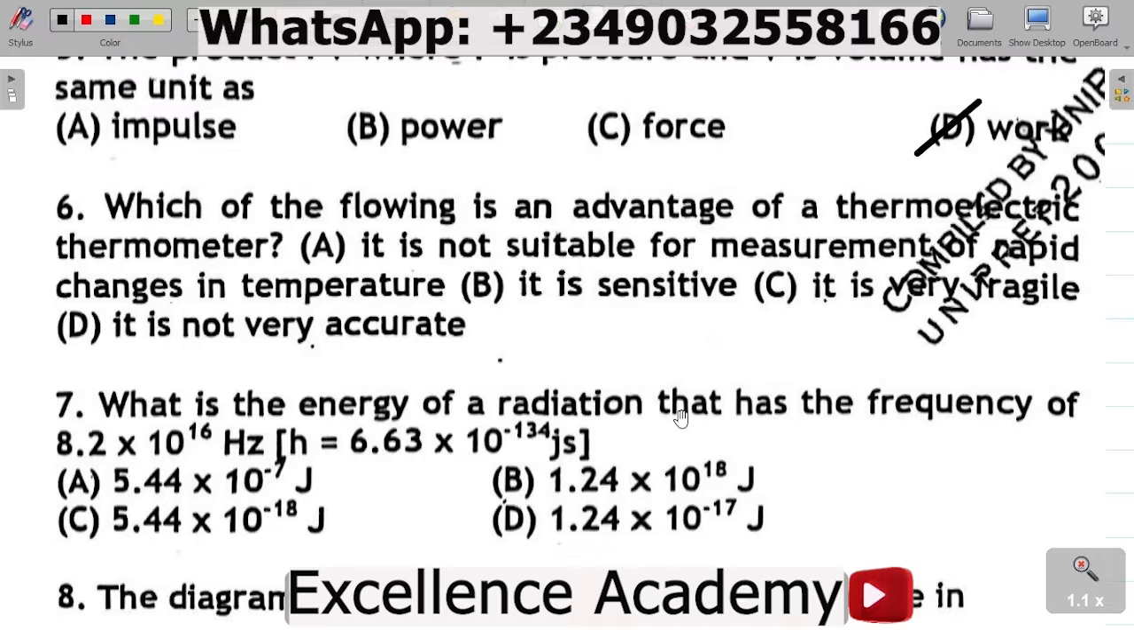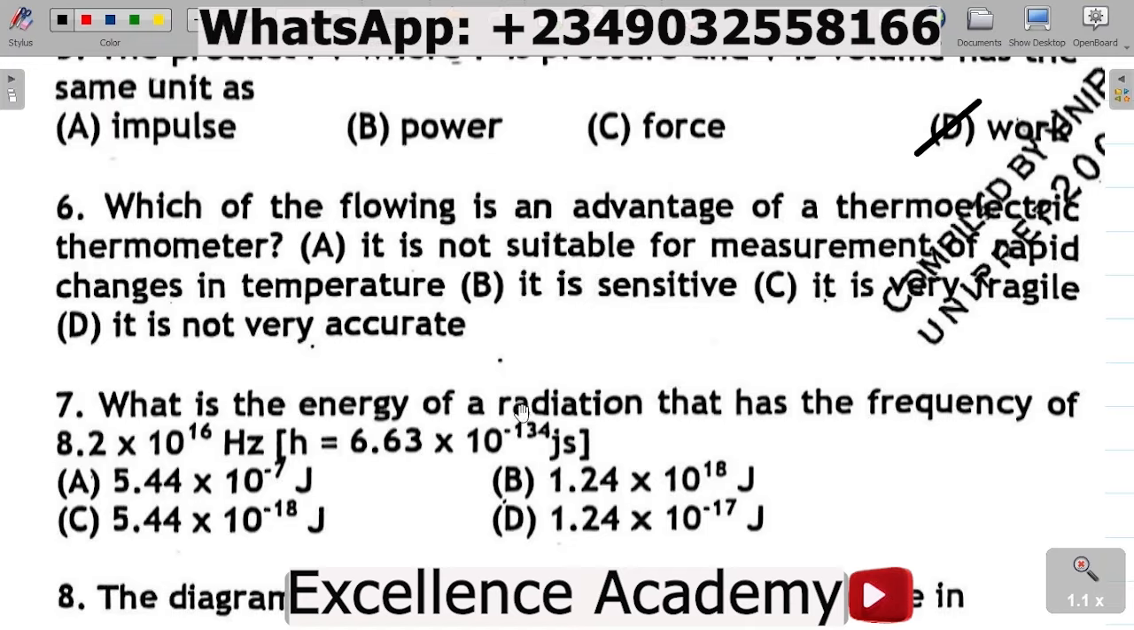Now, there are some advantages of the thermoelectric thermometers. It includes number one, it is very sensitive and can measure rapid temperature change. Number two, it is used to measure high temperature up to 500 degrees Celsius. Number three, it is very small in size and can therefore measure temperature almost at a point.